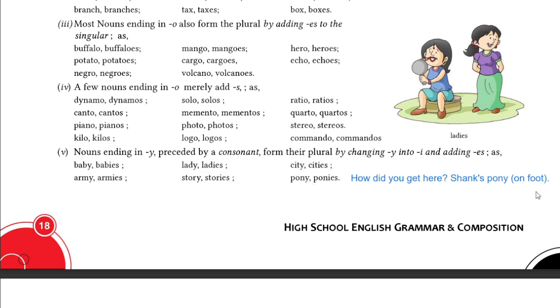I have written an idiom here, an informal idiom. How did you get here? On Shank's pony. It means on foot.